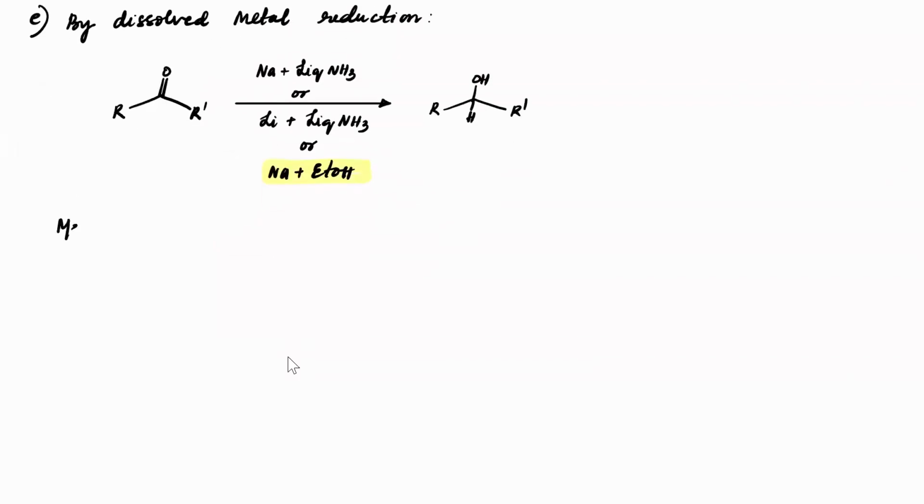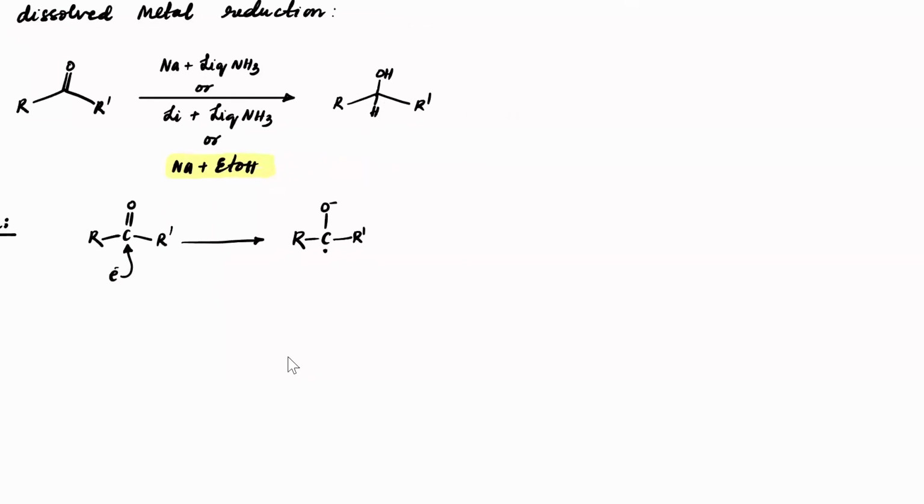See the mechanism here. Let this be R, C double bond O, R dash. An electron has to attack this carbon. Let this be RCO minus, with the single electron present as a radical. Got it? Clear? And from ethanol, right? From ethanol here, O minus will take H plus and convert this into RCOH, and that radical form will remain.